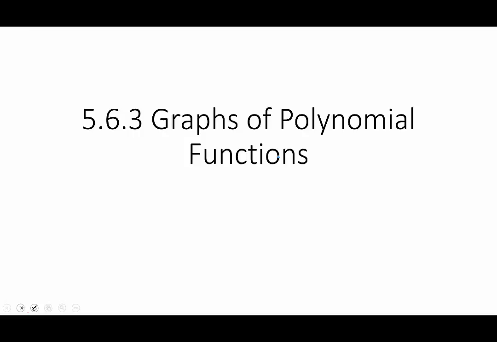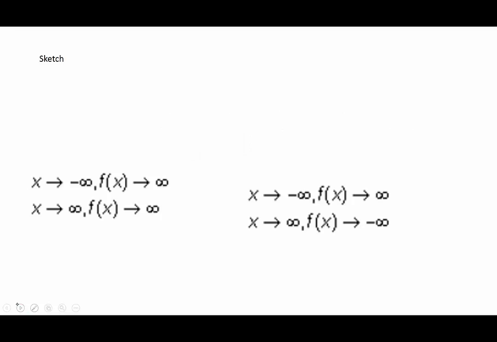Okay, we're studying the graphs of polynomial functions. Here's some notation that we need to talk about so that you can use it on the graphs of polynomial functions. It's important and it'll come back when we work on limits. So what this says is, as x is going to negative infinity, the function goes up.